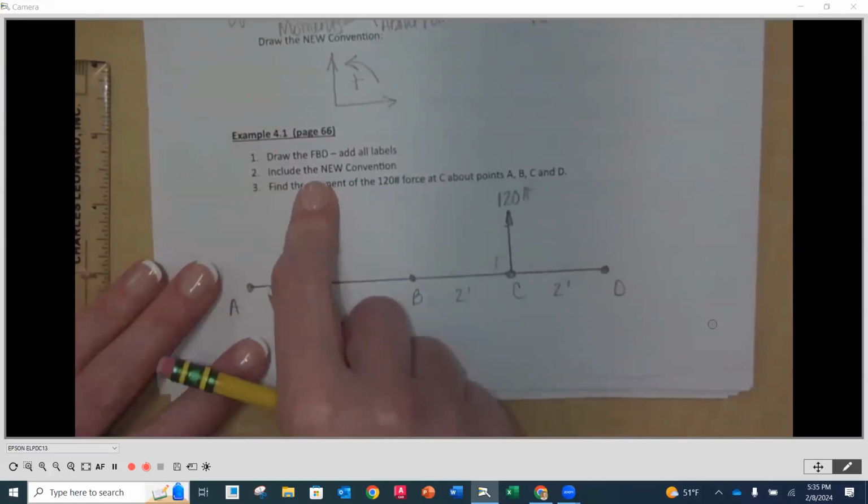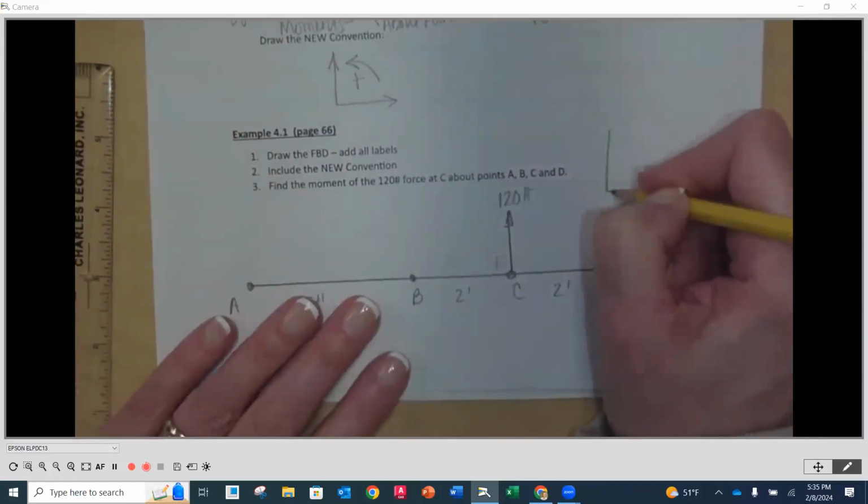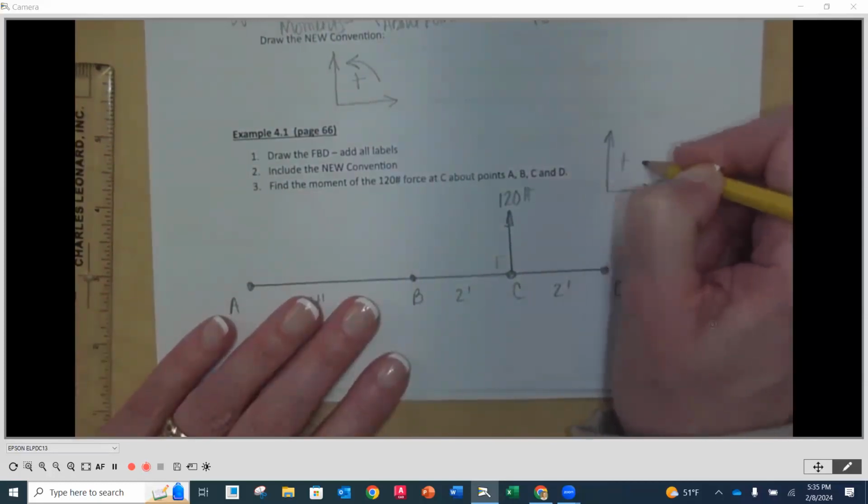The next thing is include the new convention. So in the upper right-hand corner of every problem you do, not once for the whole homework assignment, no, no, no. Every new problem gets a new convention. It's going to be the same convention every time, so we're going to put that up there.